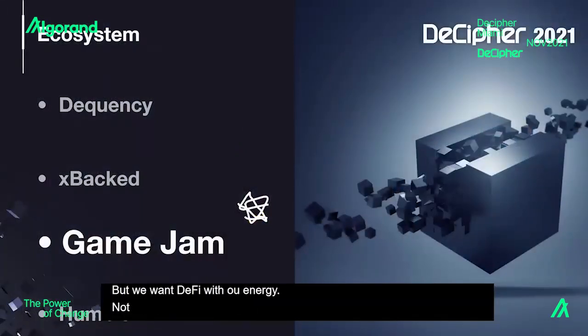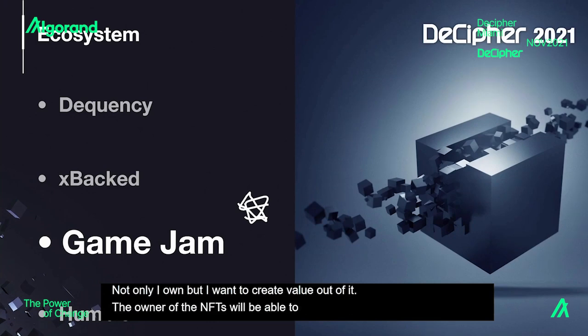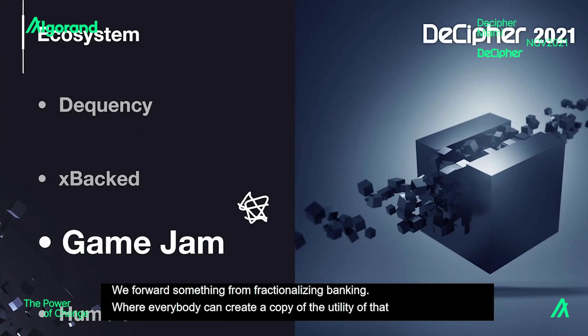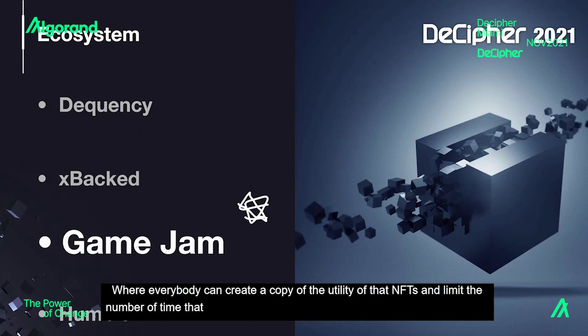So one of the things that we did is create a new economic model that we call liquidity for liquid assets. How this works is that it allows you, the owner of the NFT, to stake your NFT into a pool. And we borrow some things from fractionalized banking, so that anybody has the ability to create a copy of the utility of that NFT, and limit the number that can be copied through a bonding curve, so that it economically limits the scarcity of that product.